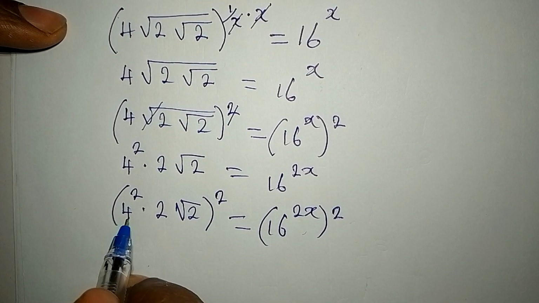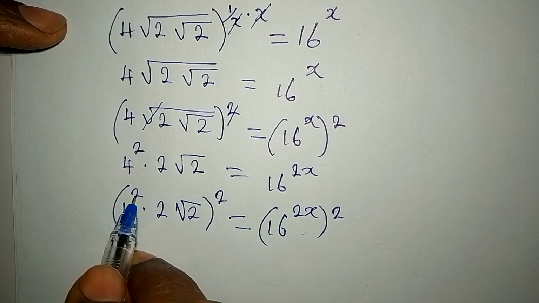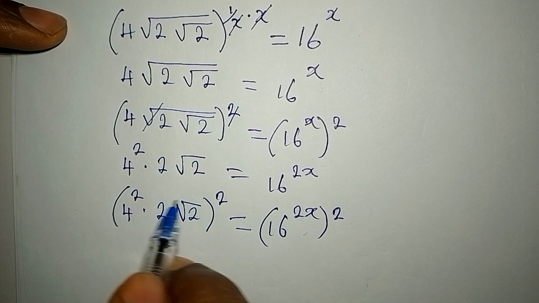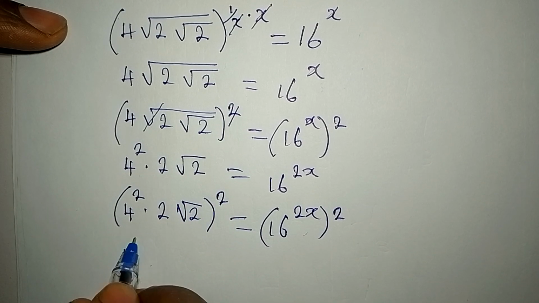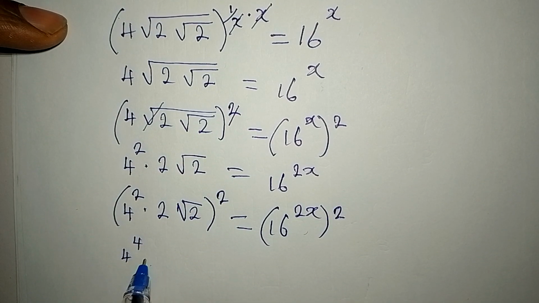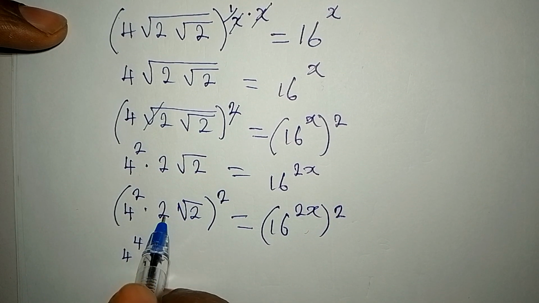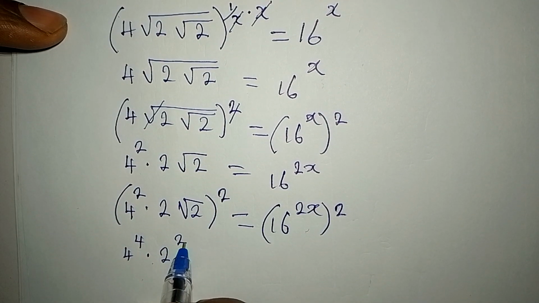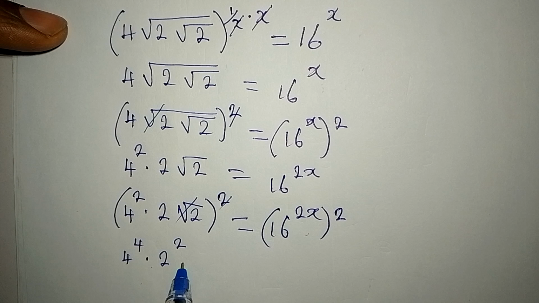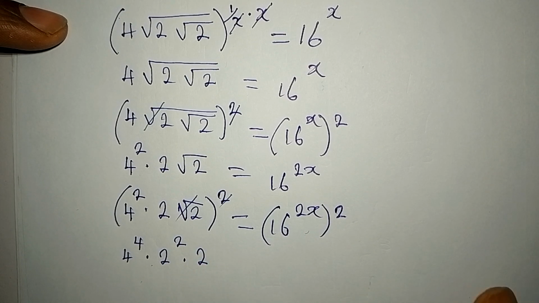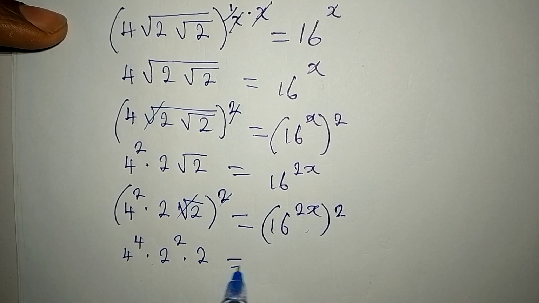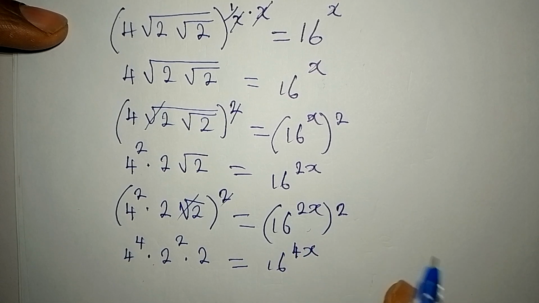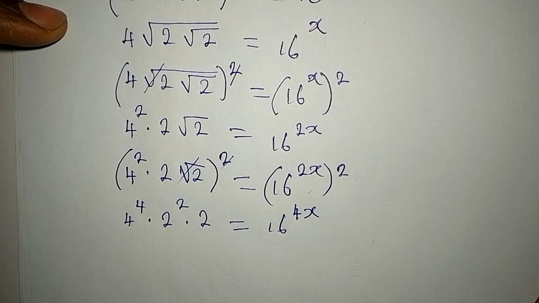Now we have from 4 squared to the power of 2. We multiply the powers, right? So we have 4 to the power of 4. And then multiply by, here we have 2 squared. Okay, so we have 2 squared. Then this can go with this, so we just have 2 left. And this is equal to 16 to the power of 4x, since we multiply the powers.